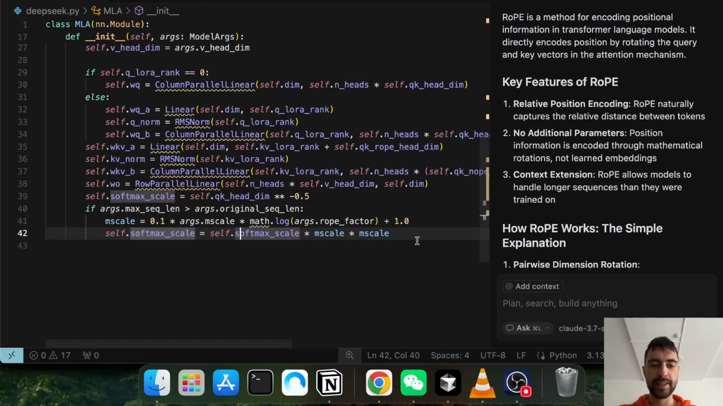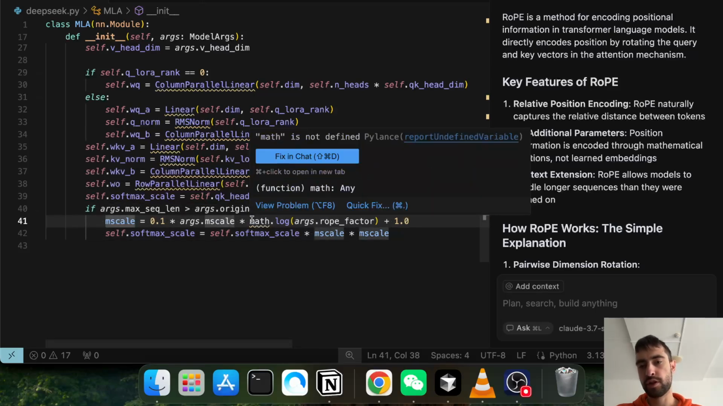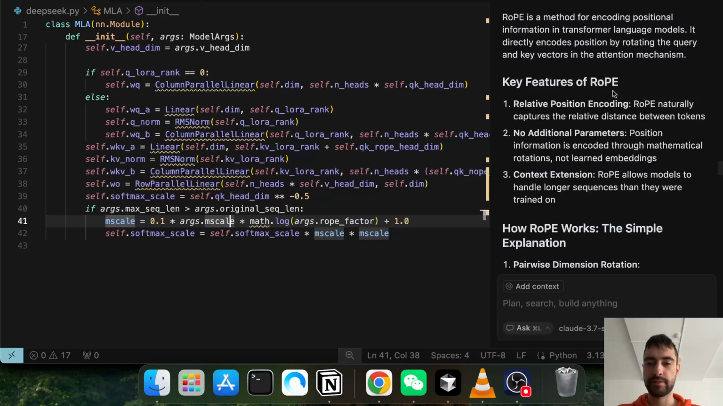Now let's take a look at this rope scaling. First we will understand what rotational positional encoding is. If we have a sentence, dog is chasing the cat or cat is chasing the dog, it's important for us to know which word is where, the relative position of each word. That decides the meaning of the sentence. So to encode the position, we will use rope, rotational positional encodings. Rope naturally captures the relative distance between tokens.